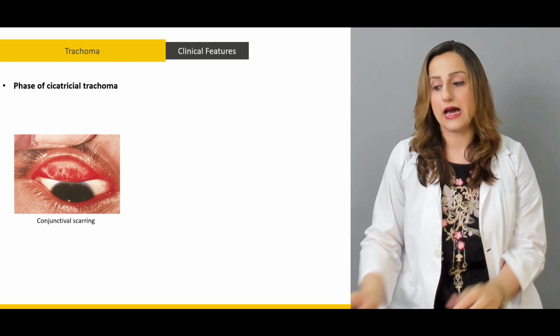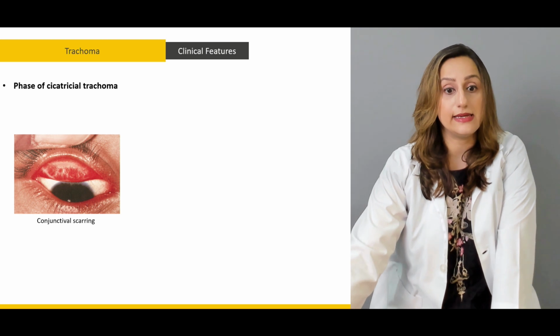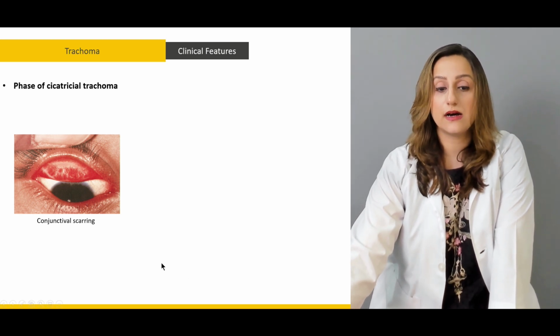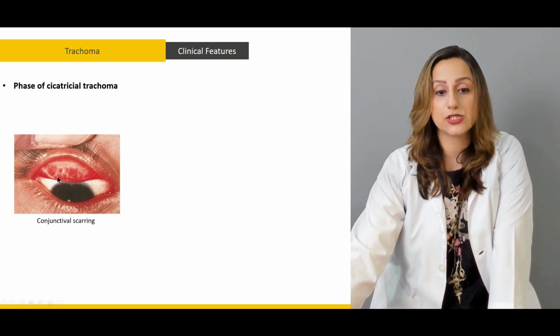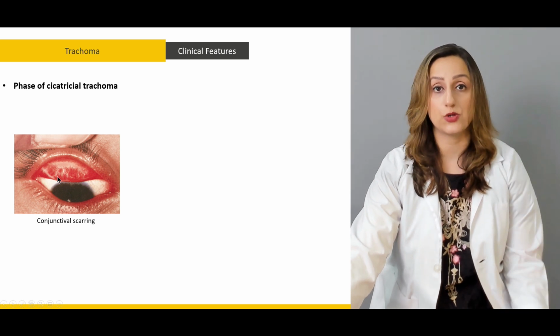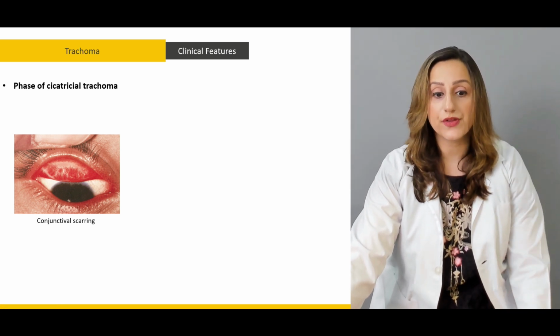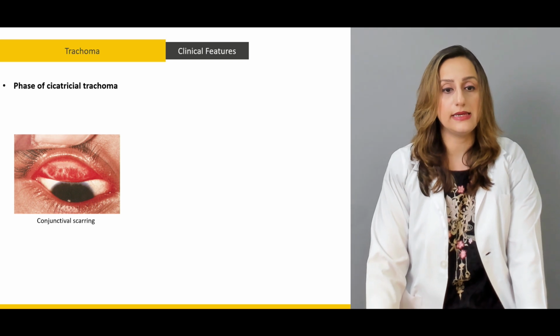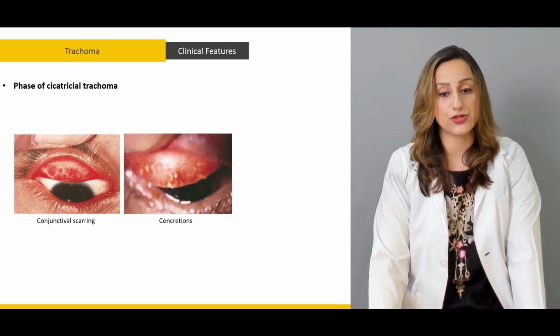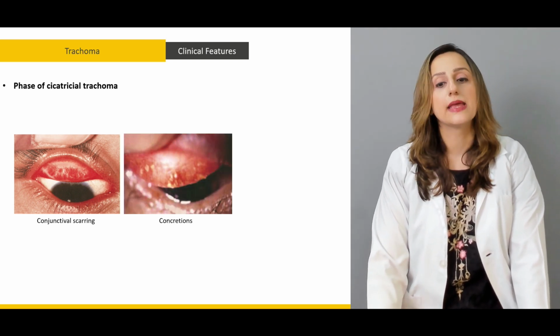And this is how it looks clinically. It's basically this star-shaped development of the epithelial scars that are quietly present over there. And that is the main phase of the cicatricial trachoma that is seen over here.